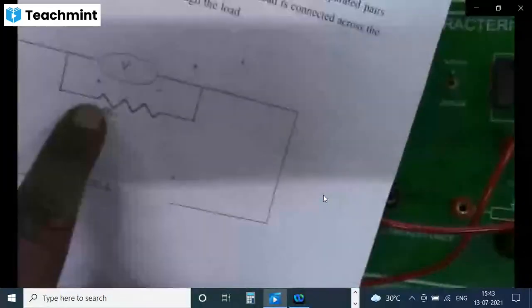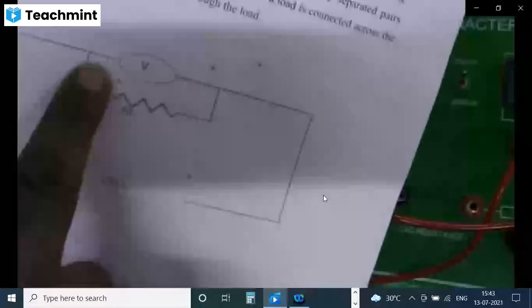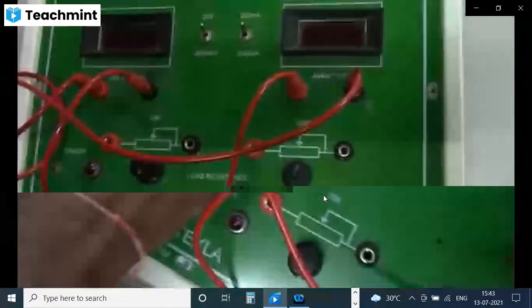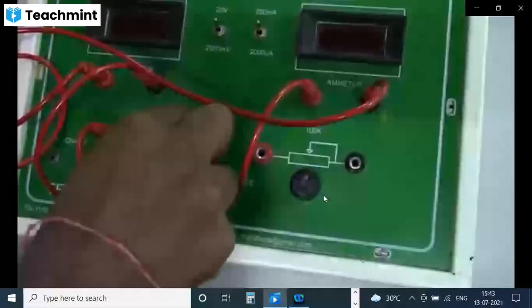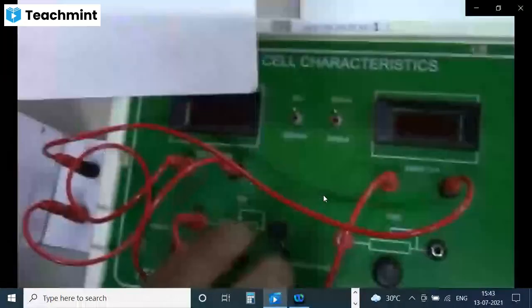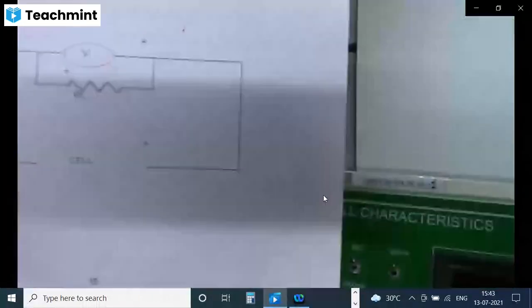We have to connect the load resistance in parallel with the voltmeter. For that purpose, I am taking a connecting wire, and I am taking another connecting wire. These two ends act as the load resistance because they are connected to the resistance part.